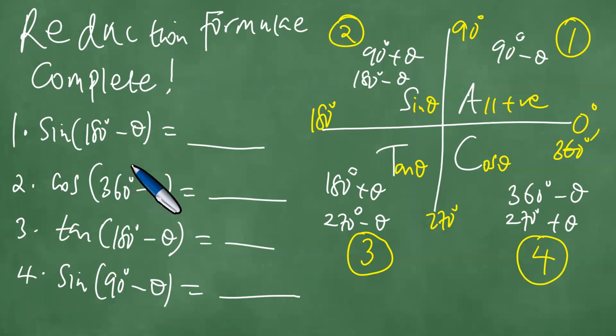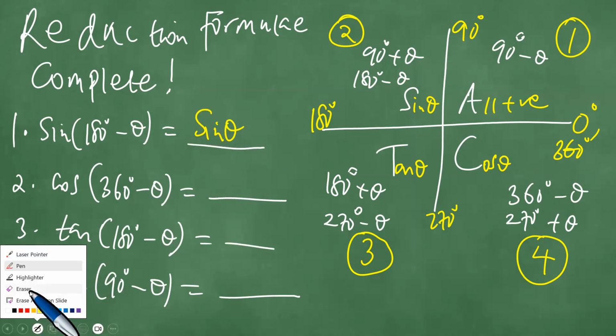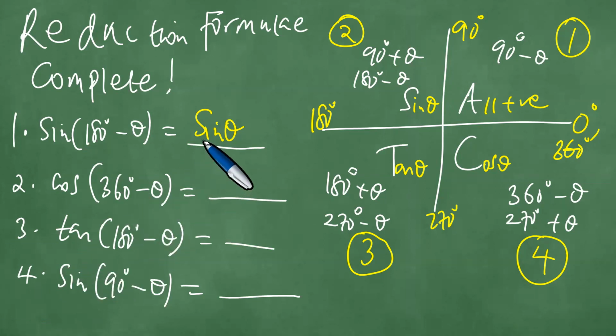Right, so if you have 180 degrees minus, in which quadrant is 180 degrees minus? 180 degrees minus is in the second quadrant because when you're at 180 degrees here and you want to go back to 90, you must minus from 180. So 180 minus something takes you back to the second quadrant. In the second quadrant, sine is the only one that is positive. So obviously the result here is going to be positive, the sine of theta. The next one, what is the cosine of 360 minus theta? Tando?